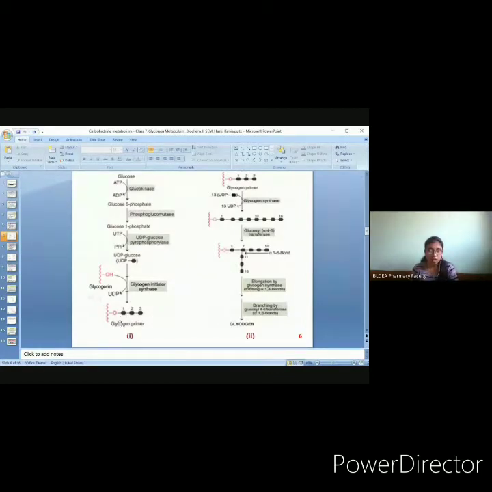Now this glycogen primer, in the presence of the enzyme glycogen synthase, again utilizes 13 molecules of UDP glucose. In the third step we had seen how UDP glucose is synthesized. Similarly, 13 molecules of glucose are utilized and 13 molecules of UDP glucose are synthesized. Now this glycogen primer attaches to these 13 molecules of UDP glucose in the presence of glycogen synthase.